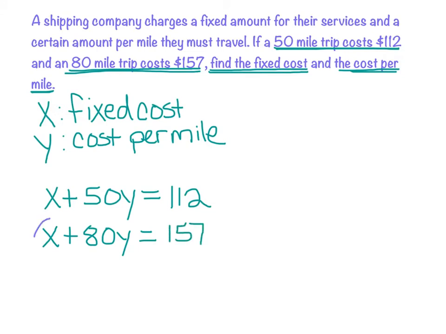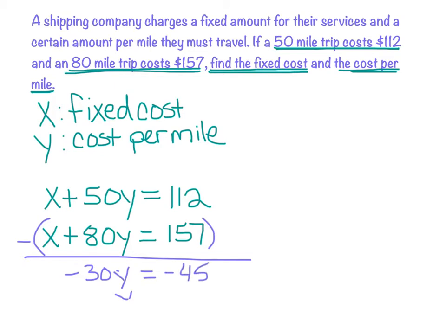This one works really well for elimination. Just subtract the second line from the first line, and I have negative 30y equals negative 45. Do a little division, you get y equals 1.5. All right, so we know y. Now we can plug it back in to find x. X plus 50 times 1.5 should equal 112. X is 37.